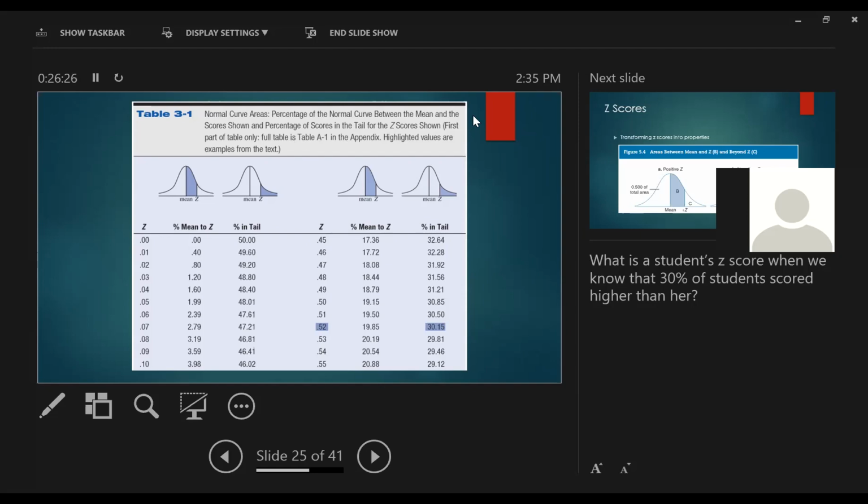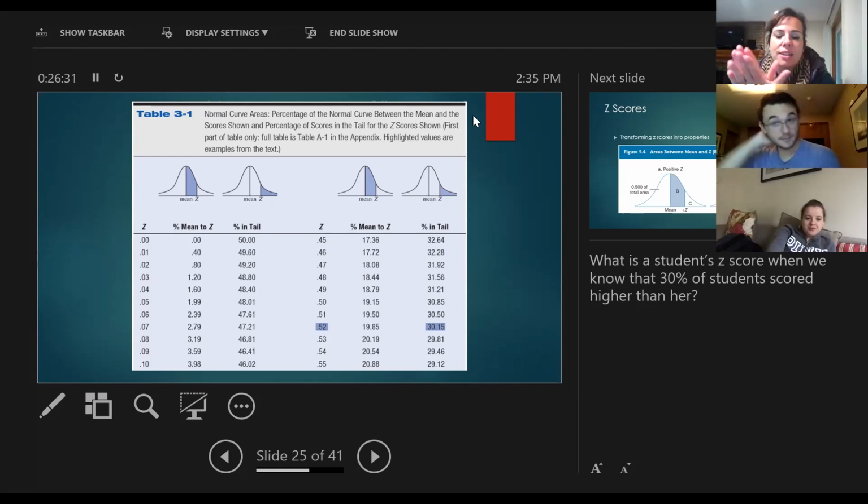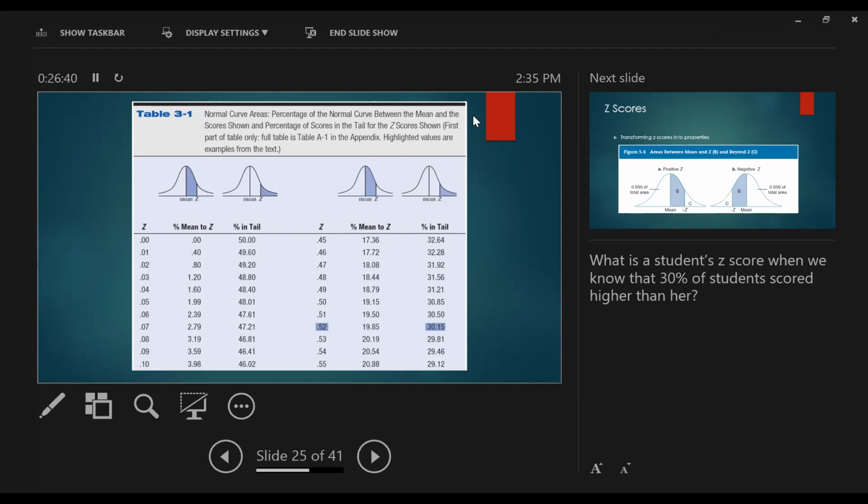If you don't have it or can't find it, know that I'll attach a Z sheet to the exam, because they're readily available online, and those numbers don't change. A z-score is a z-score.